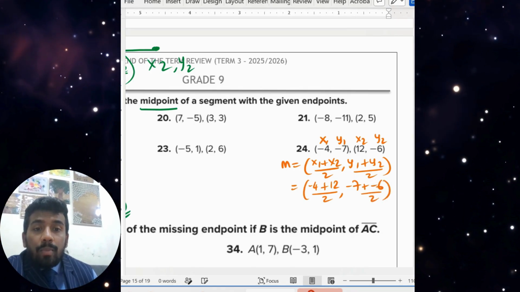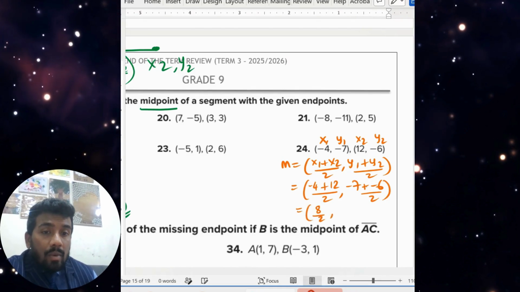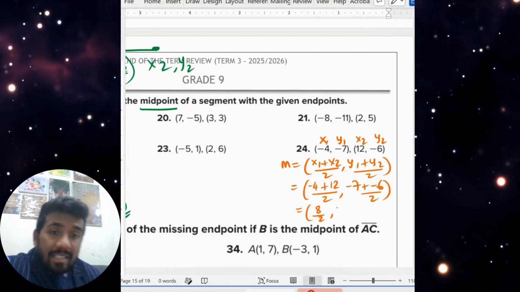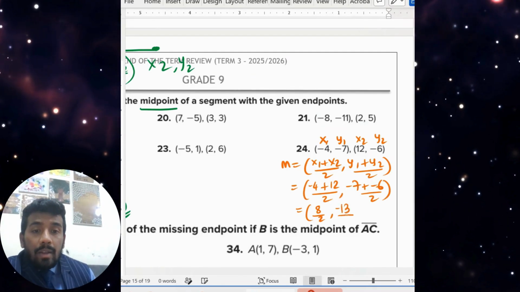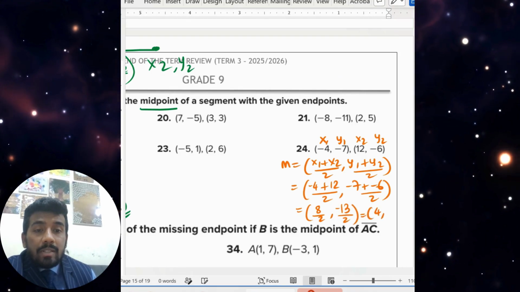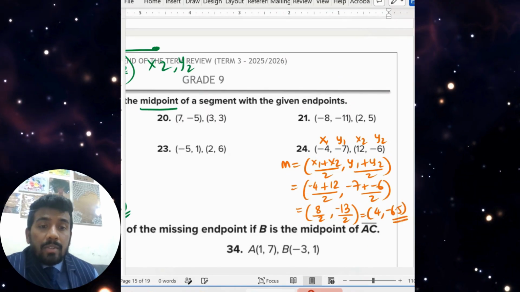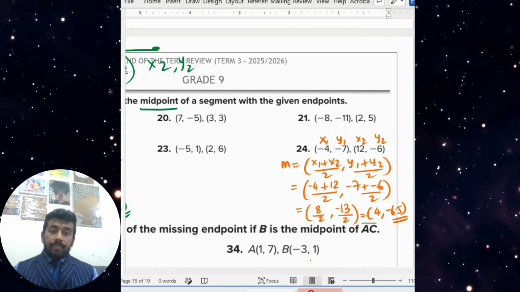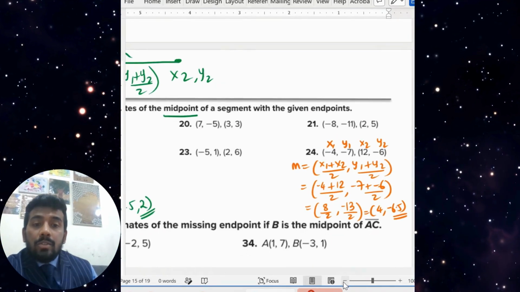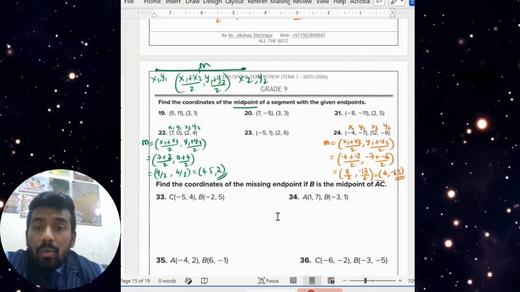Now what is minus 4 plus 12? That's 8 over 2. And what is minus 7 minus 6? That's minus 13 over 2. So what will it be? 4 comma, what's minus 13 over 2? That is minus 6.5. So that's your midpoint. Is it easy? It's pretty easy. Same way you can do the next one as well.